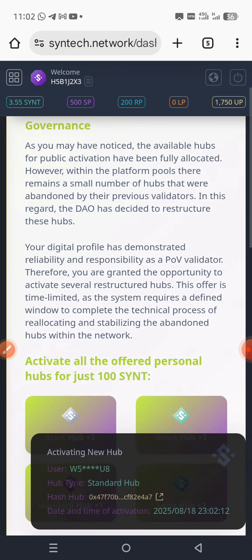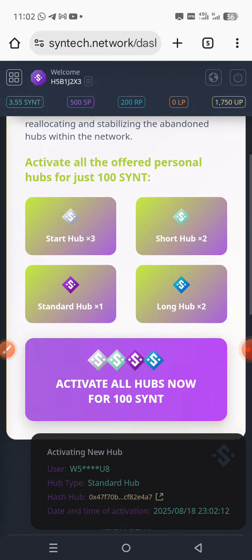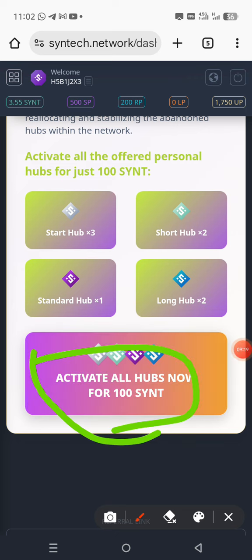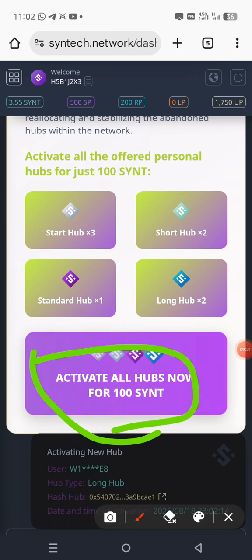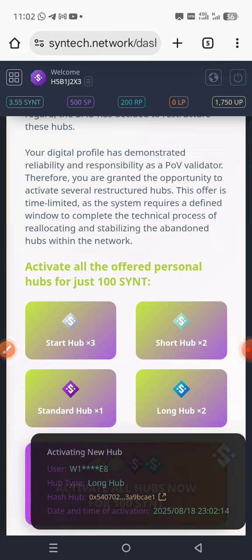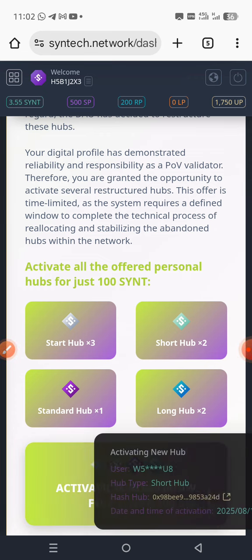So if you want to get this opportunity next time, so that you can also get plenty of hubs for just a small amount of money, look at this, 8 hubs for just $100. If you want to get that opportunity, then you need to take your proof of validation seriously. That's reason number 1 why I advise you do it.